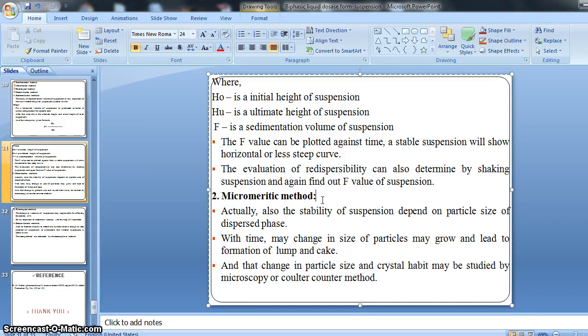Actually the stability of a suspension also depends on the particle size of the dispersed phase, right? As I said before, from the start of our chapter, that is suspension, I have been telling you that particle size is very important. For the suspension, particle size plays a very important role. If our particle size is in the required range, at that time we will get a stable suspension, otherwise unstable, right? That's why we can also transfer the non-flocculated into the flocculated one by decreasing the particle size, right? So it plays a very important role, right?